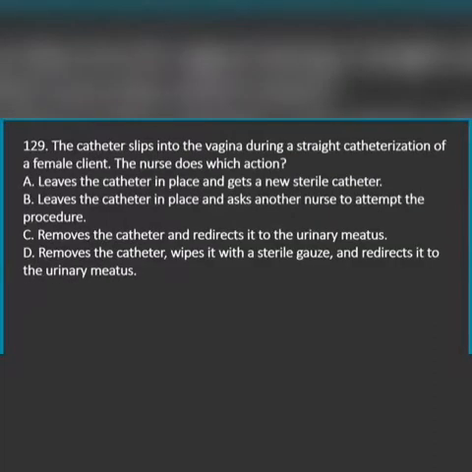Question 129. The catheter slips into the vagina during a straight catheterization of a female client. The nurse does which action? A. Leaves the catheter in place and gets a new sterile catheter. B. Leaves the catheter in place and asks another nurse to attempt the procedure. C. Removes the catheter and redirects it to the urinary meatus. D. Removes the catheter, wipes it with a sterile gauze, and redirects it to the urinary meatus.